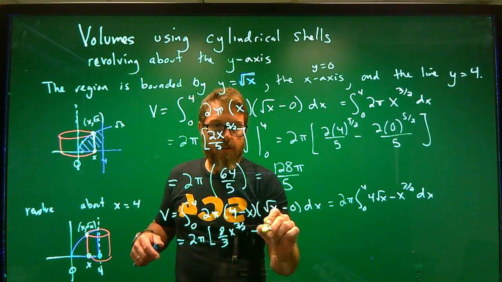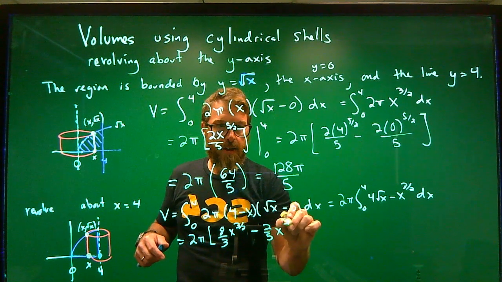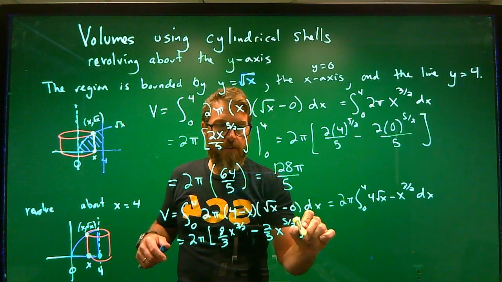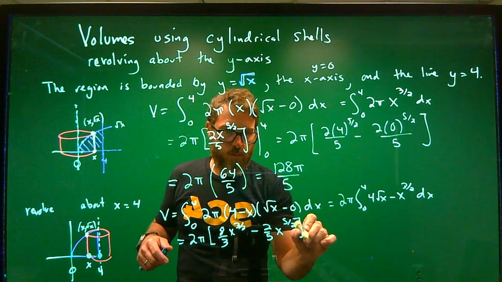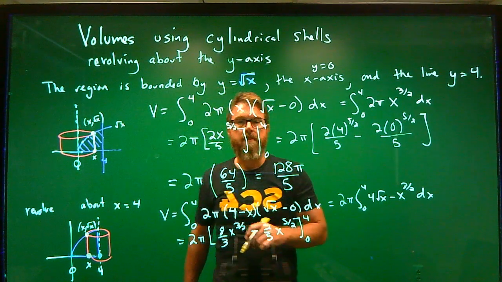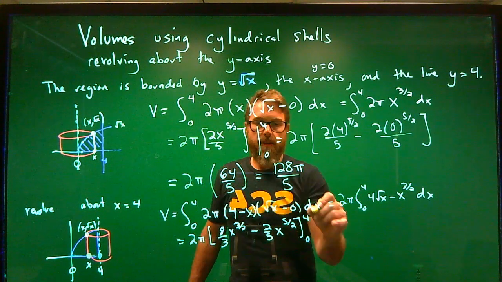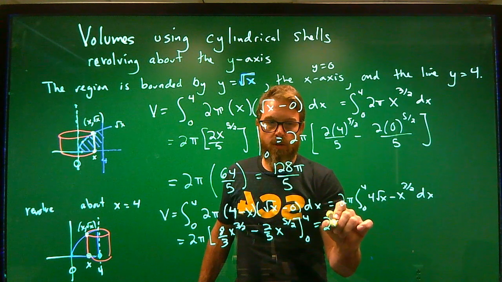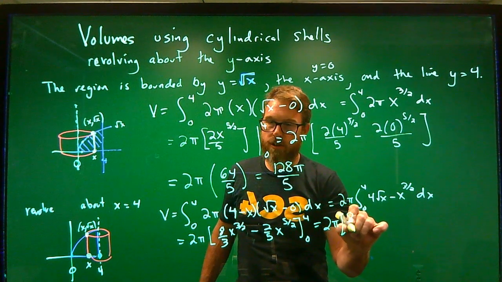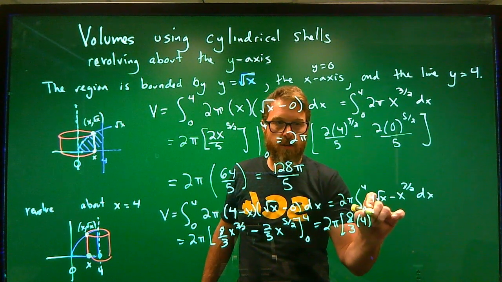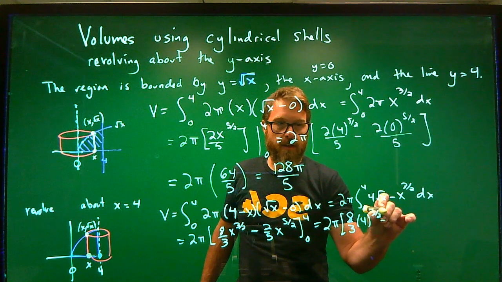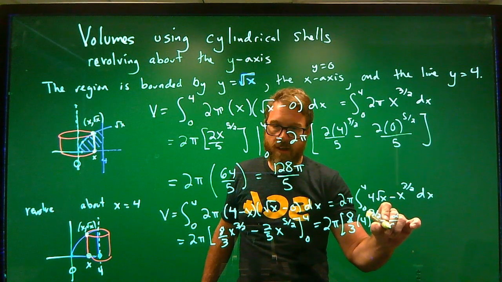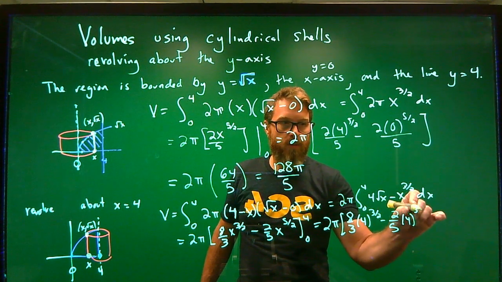Minus, we already did this, 2/5 x to the 5 halves, evaluated from, I can do a bar, I can just write the 0 and 4 here. 0 to 4. So we know that we can plug in this 4 and get 2 pi times 8/3 times 4 to the 3 halves minus 2/5 times 4 to the 3 halves.